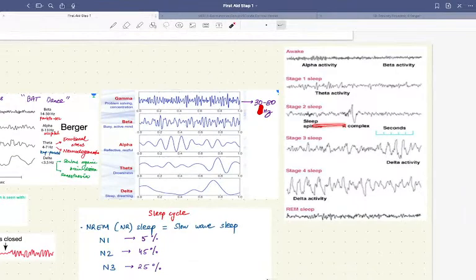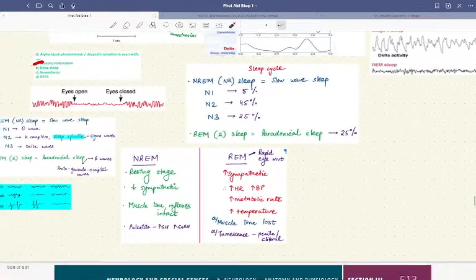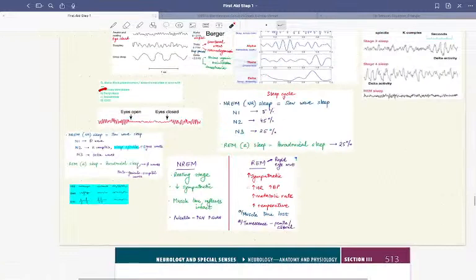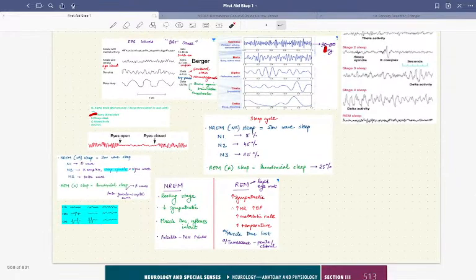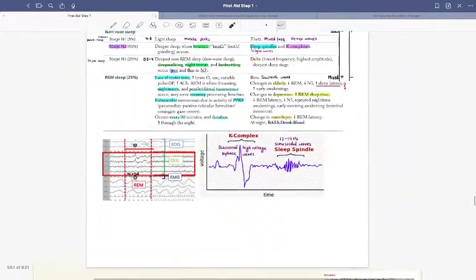Okay, and delta activity. Now this part is very important. In which stage will you have increased sympathetic activity, increased heart rate, increased BP, increased metabolic rate, increased temperature, but muscle tone is lost? In fact EOG is also increased in case of REM, but in case of non-REM everything is opposite. There will be decreased sympathetic activity, it will be a resting stage, but muscle tone and reflexes will be intact, and there will be more pulsatile GnRH.